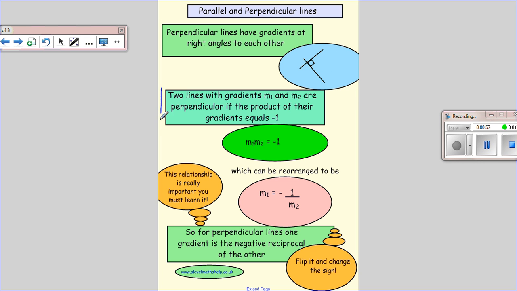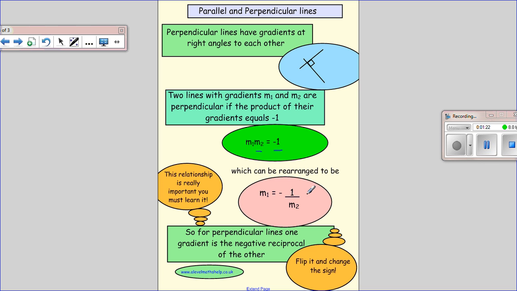And this is something now we need to learn, that two lines with gradients M1 and M2 are perpendicular if the product of their gradients equals minus 1. So we use for gradient the letter M. So this is the gradient of one of our lines times the gradient of the other one of our lines will give us minus 1.